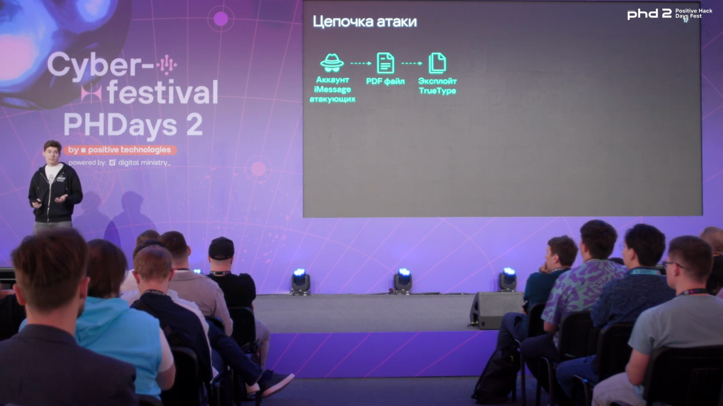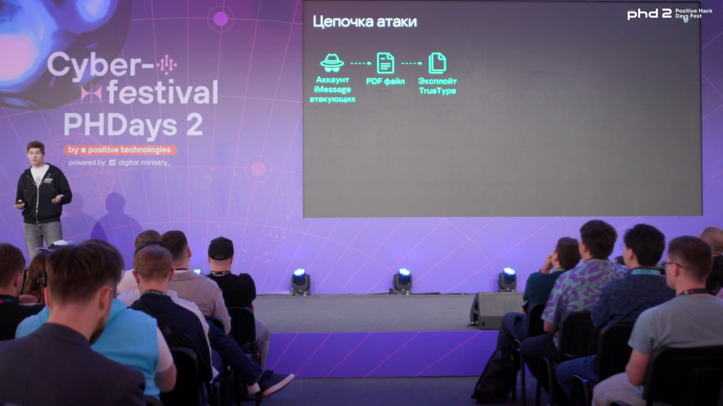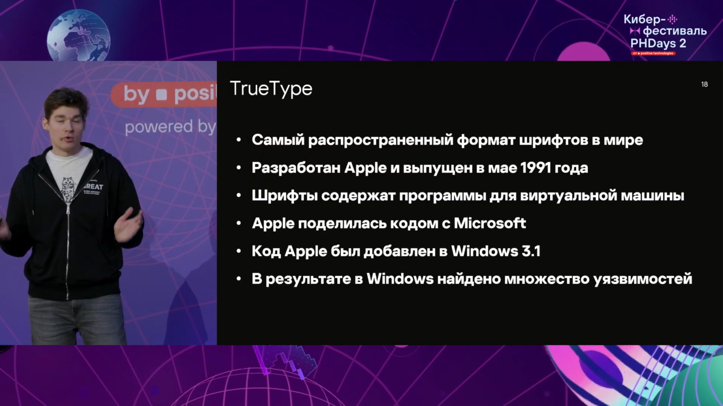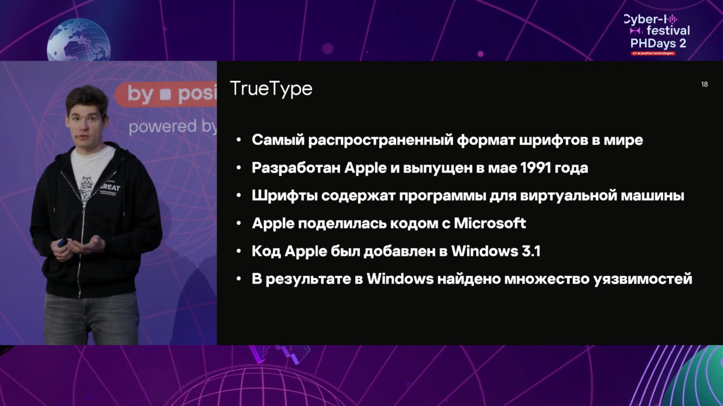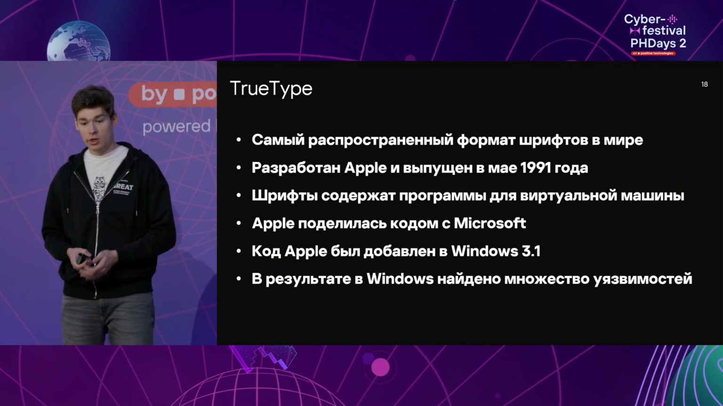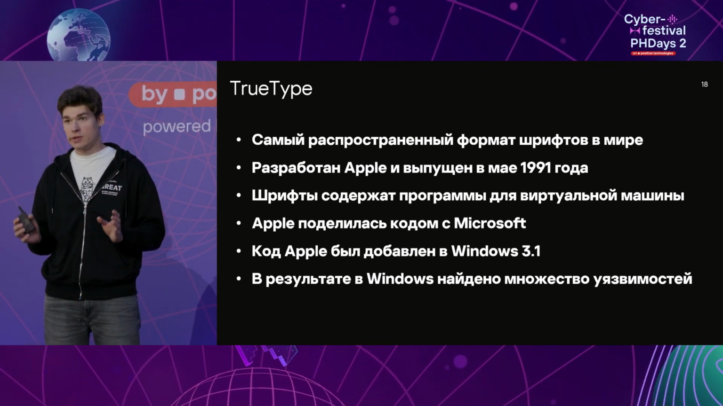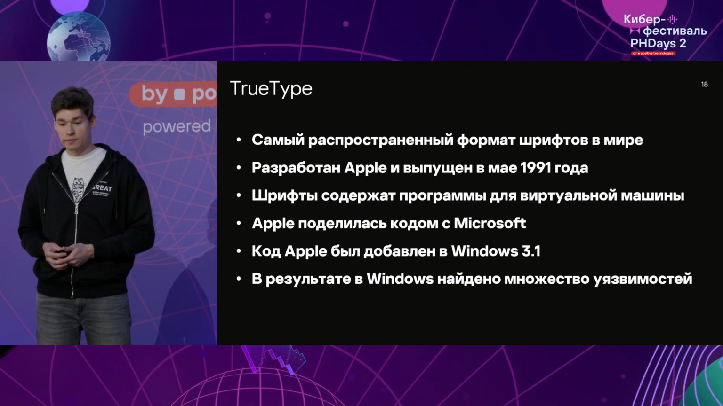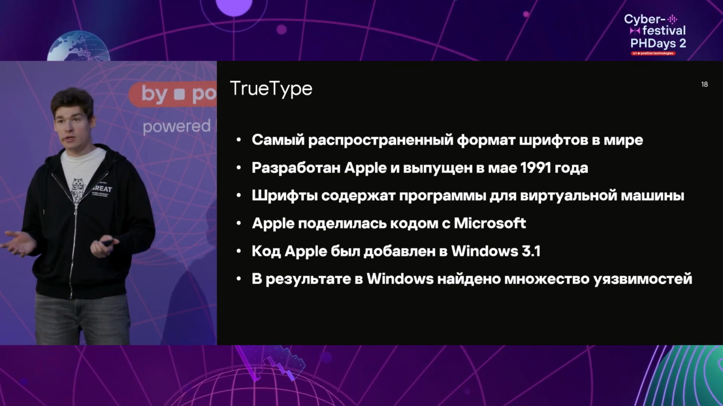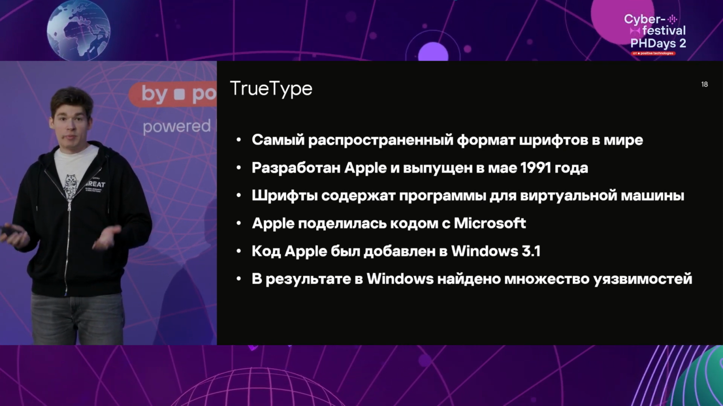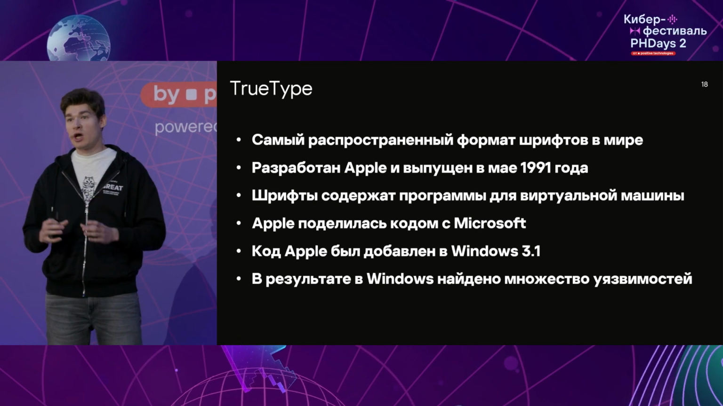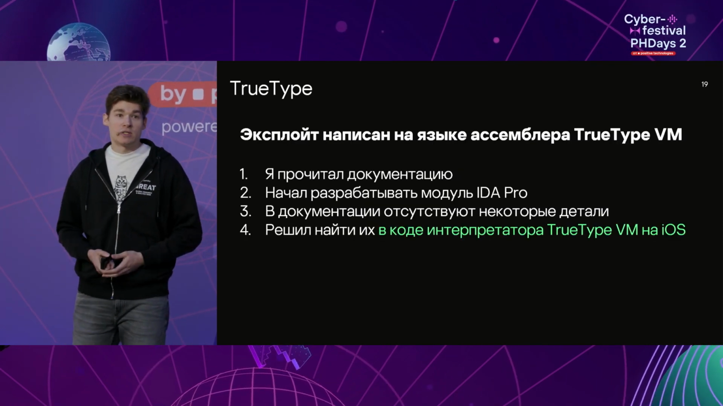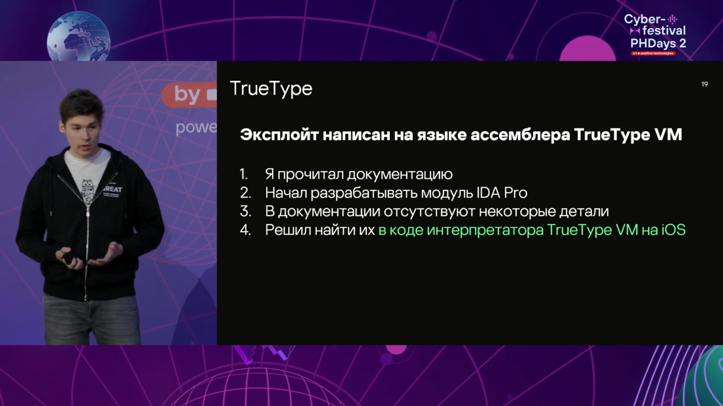They used an attachment in the iMessage, and there was a PDF file there, and they had the TrueType exploit inside of it. I'm confident that you have all seen this format, because it is the most widely spread type, developed in 1991 by Apple. Then they shared this technology and the code with Microsoft, which added this code to Windows 3.1, and there were a lot of vulnerabilities discovered in Windows through this. These fonts have microprograms for the virtual machine to type. The exploit was written in this language.